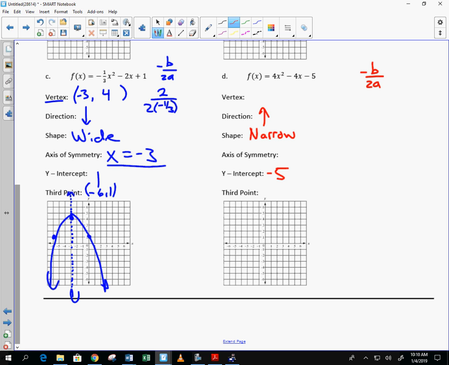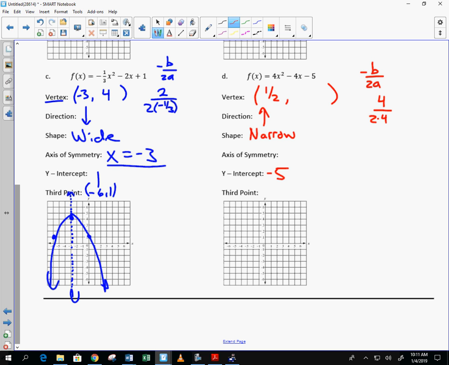That becomes positive 4 divided by 2 times 4. Now, that one, maybe you don't plug it into your calculator. You say that's 4 over 8, which is a half. So the vertex is 1/2 for the x value.